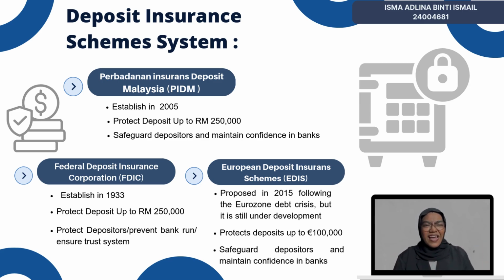Next is the Federal Deposit Insurance Corporation, FDIC, in the United States. The FDIC was established in 1933 after the Great Depression. It protects deposits up to 250,000, helping to prevent widespread bank runs while serving as a model for other nations in strengthening trust in their financial systems. The last one is the European Deposit Insurance Scheme, established in 2015 but still under development. It aims to harmonize deposit insurance across EU nations, protecting deposits up to 100,000 while reducing the reliance on national resources to handle banking crises.